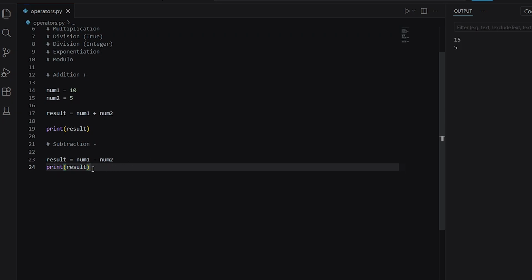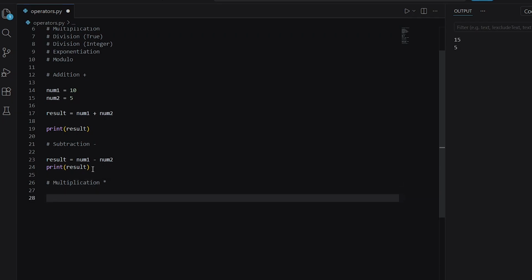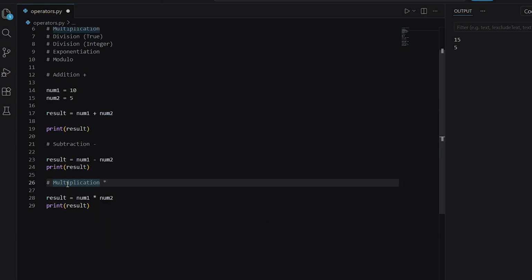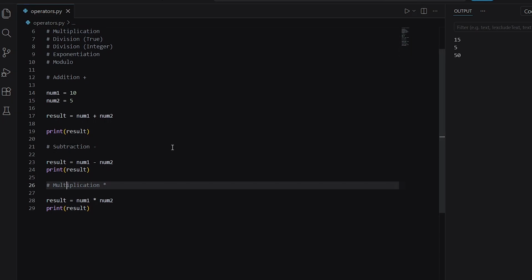Now let's look at multiplication. To perform multiplication, we use asterisk. So this symbol is used for multiplication. So you don't use X, rather you use asterisk. Asterisk is the symbol or the operator for multiplication. Here we have result is equal to num1 multiplied by num2. And we can print the result. 10 times 5 should give us 50. So we have 50.